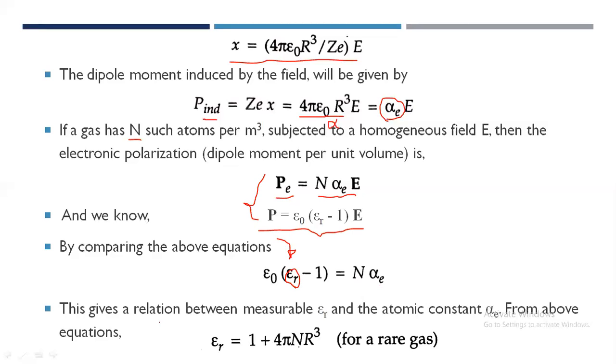From the above equation we get epsilon r is equal to 1 plus 4 pi N into r cube. This is for a rare gas.